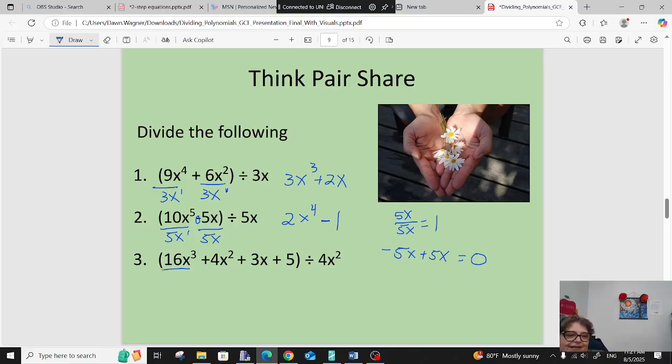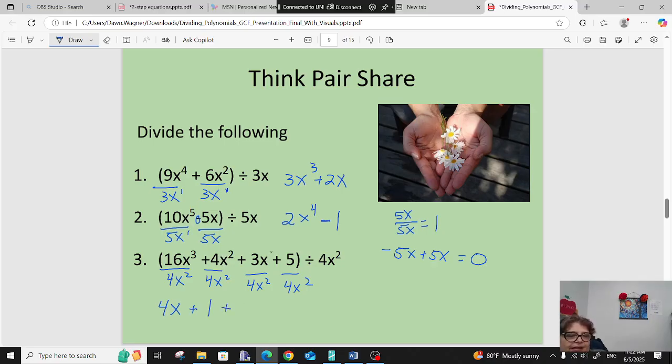Good. For this one, we would take 4x squared and divide it all the way across. And of course, 4x squared over 4x squared is what? 1. This is going to be a 1. So 16 divided by 4 is 4. X to the third divided by x to the second, you would subtract those exponents. That's an x. This is 1 because it's division, not adding or subtracting.